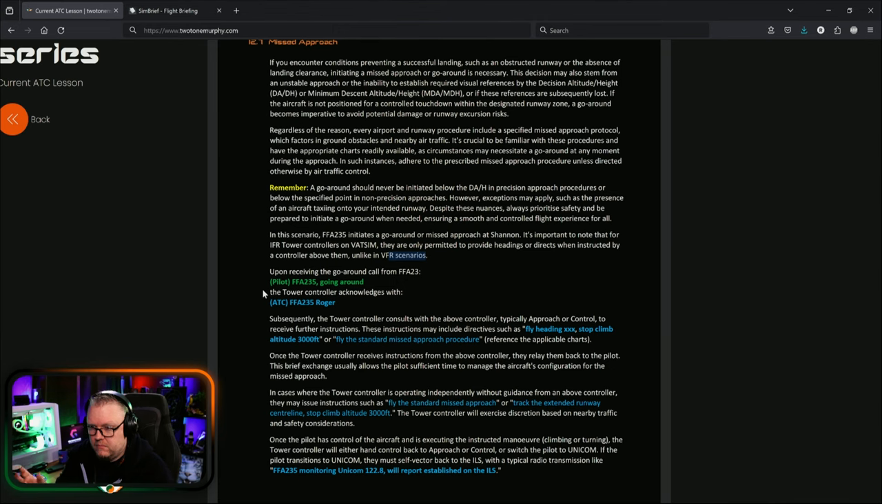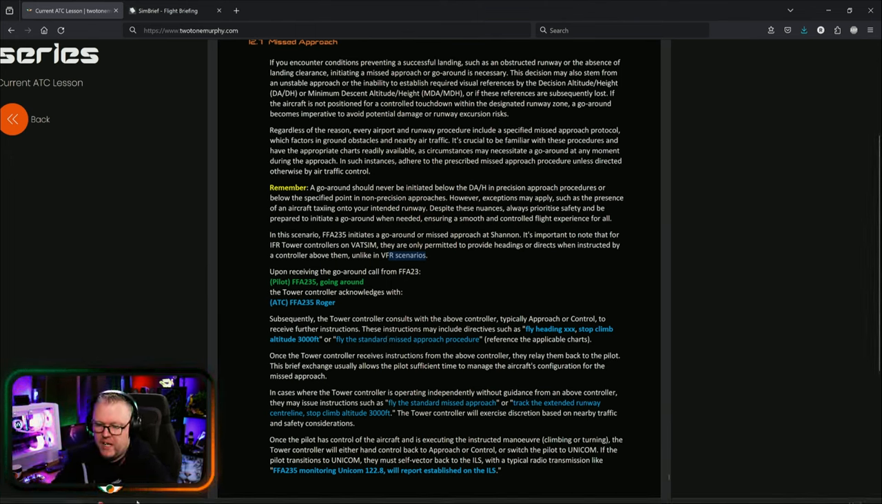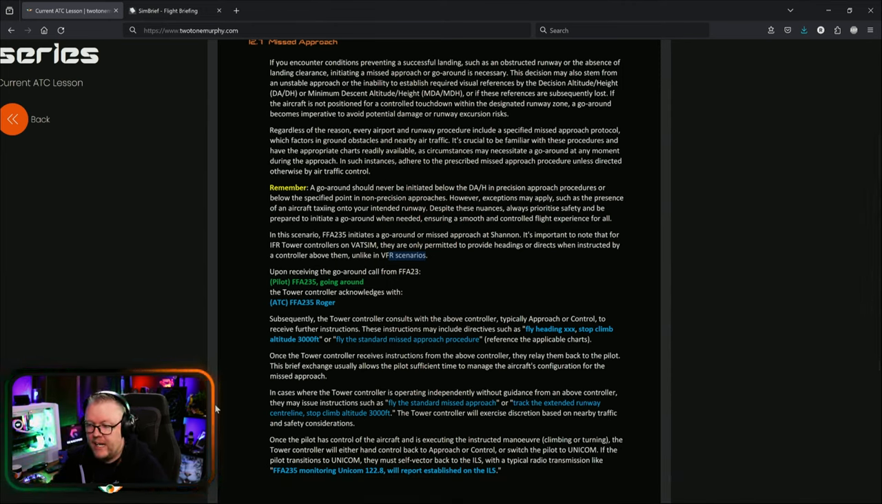Anyway, the tower controller consults with the above controller, typically approach or control, to receive further instructions. Now, we don't have higher up control tonight. It stops with tower. Therefore, that's why our little published route is going to be Asgon, Gorto, and then back to DRAG. That's why we've done it that way, and it'll be on UNICOM, in which ATC will say, monitor UNICOM and call me back when you're fully established. Okay, that makes sense. And we leave him alone.